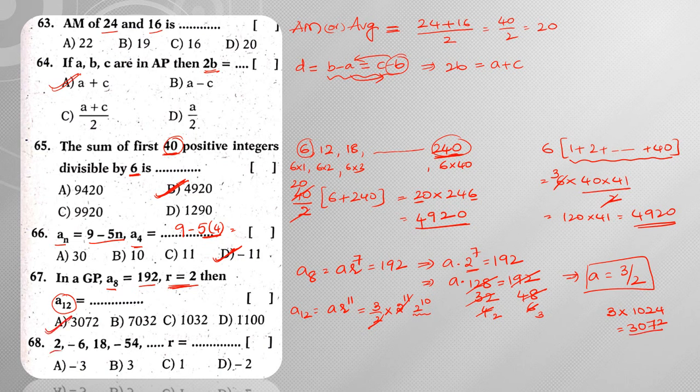Next, 2 minus 6 plus 18 minus 54 and so on. Then what is the value of r? If you observe these things, 2 3s are 6. So 2 into minus 3 is minus 6. Minus 6 into minus 3 is plus 18. That means clearly r is nothing but t2 by t1 or a2 by a1, which is nothing but minus 6 by 2, which is equal to minus 3. Hence option A will be my answer here.